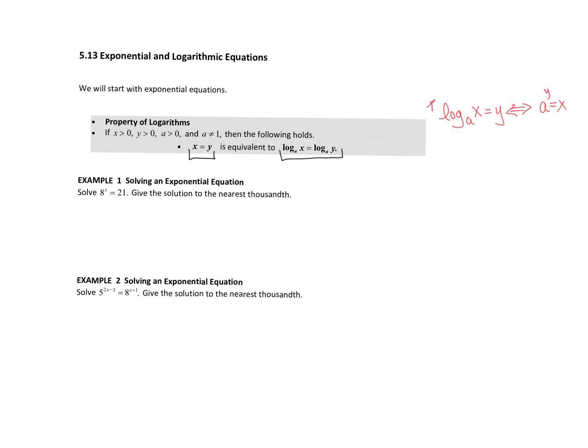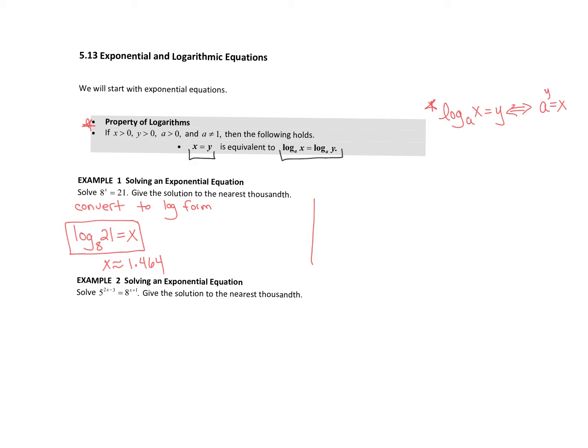And I want to use this first property and just convert this from exponential to logarithmic form. So that's the first thing I'm going to do, and then I'll do it the other way using this other property. So this is going to be log base 8 of 21 equals x. So there's a nice exact answer. If you want to plug it into your calculator and get an approximation, you can do so. So when I do that, I get 1.464.